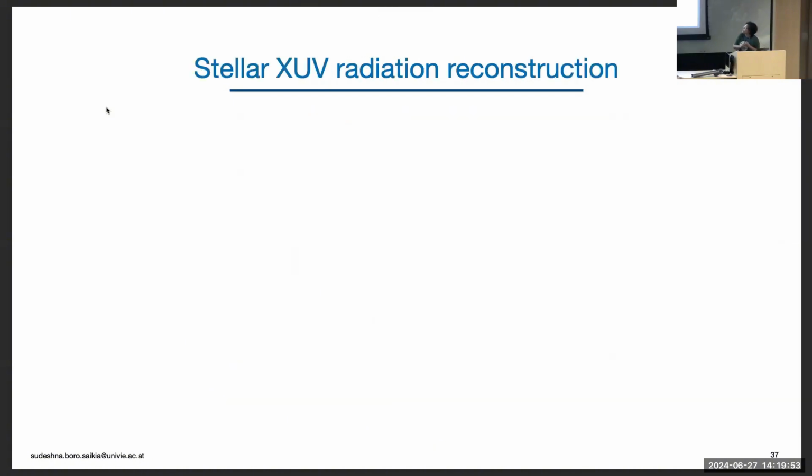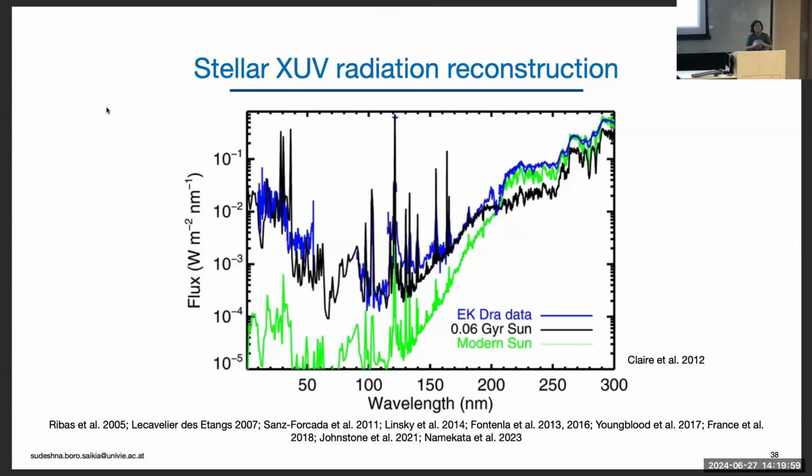So this brings me to one of the last few slides. There are multiple different ways in which the EUV has been reconstructed, and I tried to include a few different citations here. But what I want to show is this one plot from Claire et al. 2012. In this particular case, the solar spectrum was taken as a template with empirical scaling laws. What we see here is the modern Sun, shown in green, and the technique Claire applied to determine what the XUV would be for an early young Sun. For comparison, the EK Draconis spectra in the X-rays and UV are also shown here.